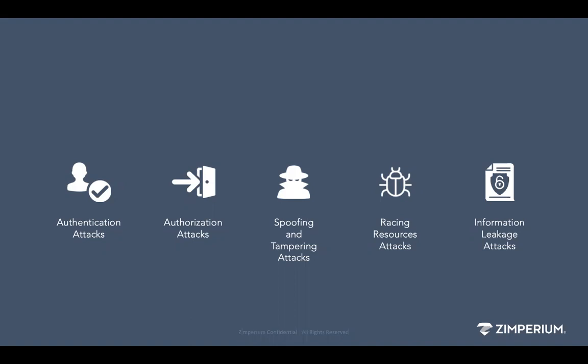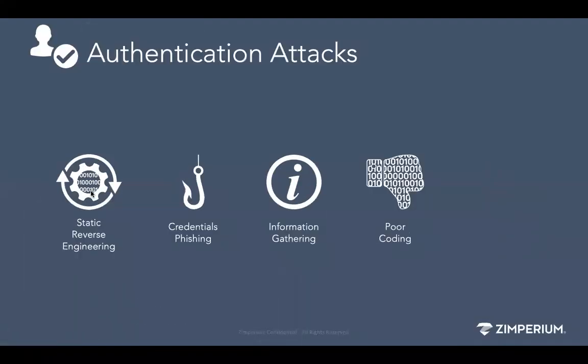Mobile app security is challenging, and we're going to teach you how to do it, and we're going to teach you what hackers do to thwart you, right? So let's go into authentication attacks. We've got 4 different methods: static reverse engineering, credentials, information gathering, and just plain poor coding. So let's get started with static reverse engineering.